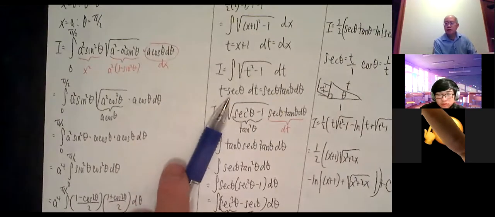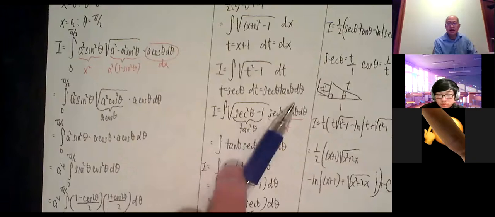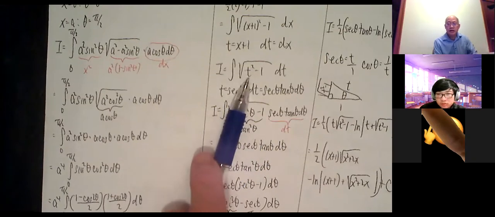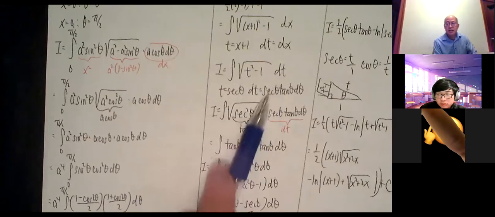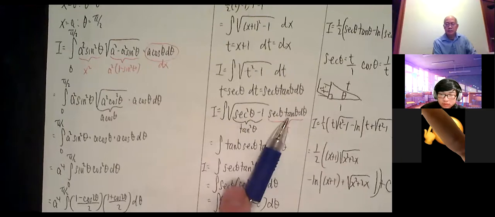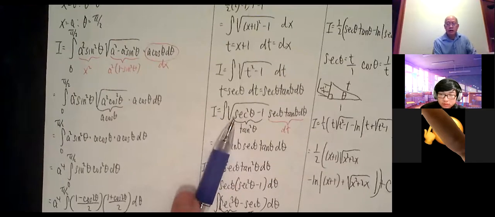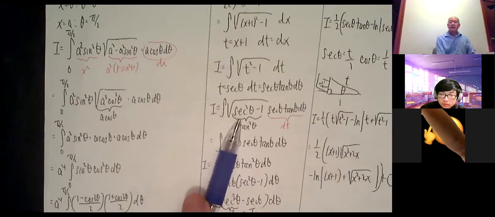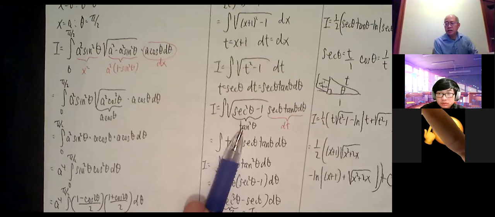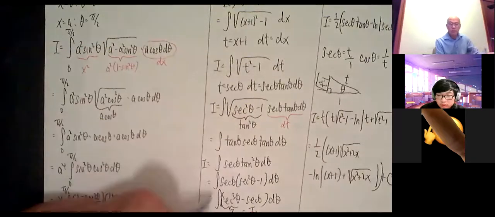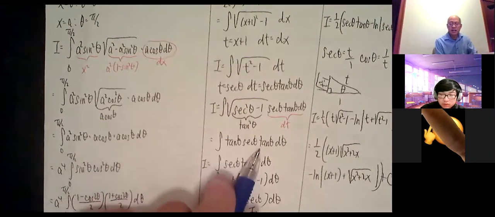So t equals secant theta, dt equals secant theta tangent theta d theta. Put secant theta right there and change dt to this whole thing, secant theta tangent theta d theta. So there's the dt. Radical secant squared theta minus 1. Put that in. And what is secant squared theta minus 1? Tangent squared. Perfect. Because what's the square root of tangent squared? Tangent. So I have tangent theta, secant theta, tangent theta, d theta.